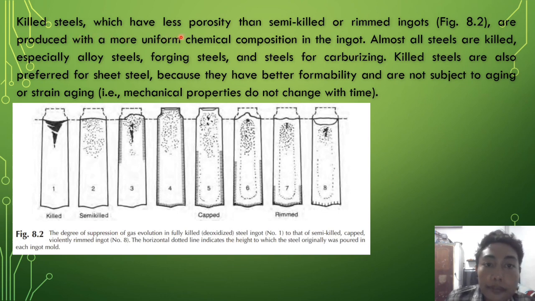Killed steel, which has less porosity than semi-killed and rimmed steel, as in picture 8.2, is processed with a more efficient chemical composition in the ingot. Almost all steels are killed. Suspension alloy steel, magnetic steel, and a steel of combination. These steels are also preferred to the sheet steel because they are better and are not subjected to strain aging. Mechanical properties do not change with time. This is picture 8.2.